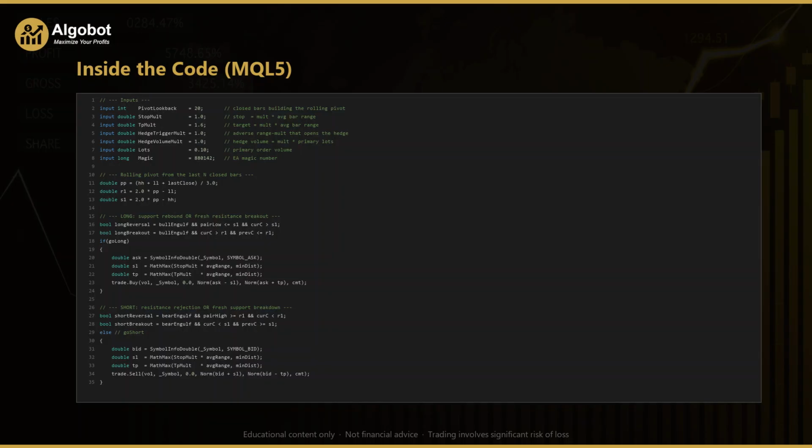If either is satisfied, the code reads the current ask price and calls trade.buy, placing the stop below the entry at stop multiple times the average range, and the target above it at TP multiple times that range. The short block is the exact mirror. The short reversal becomes true on a bearish engulfing that rejects R1, and the short breakout becomes true when a bearish engulfing closes beneath S1. The code then reads the bid price and calls trade.sell, with the stop placed above the entry and the target below it. Both sides are deliberately symmetrical, so the strategy treats rising and falling markets with the very same logic.